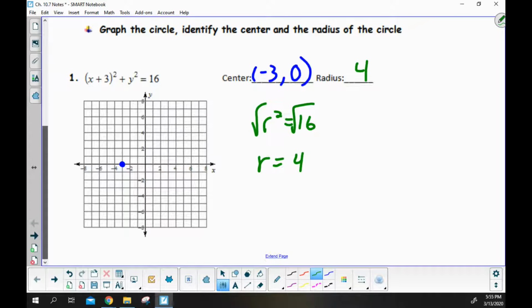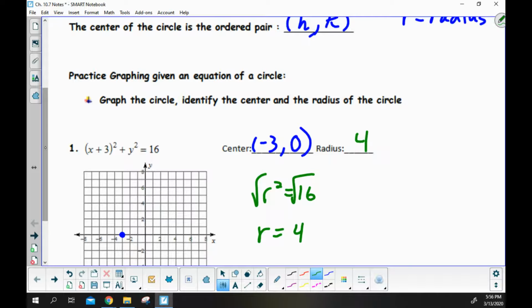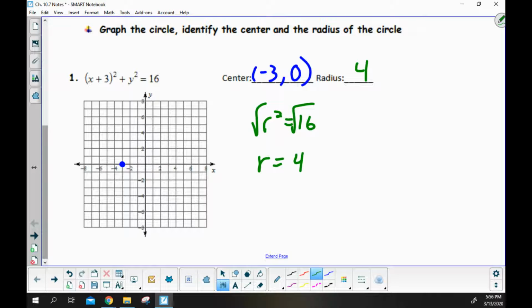Now how does that translate to the graph? Since my center is there, and the definition of a circle is all points equidistant from a central point, or center, we're just going to go 4 in all directions from the center. I'm not going to go in all directions; I'm going to put 4 points down. I'm going to go up, down, left, and right, 4 spaces. So I get my 4 dots, and then all I'm going to do is connect those dots with a circular pattern.